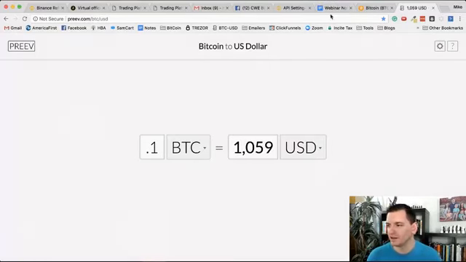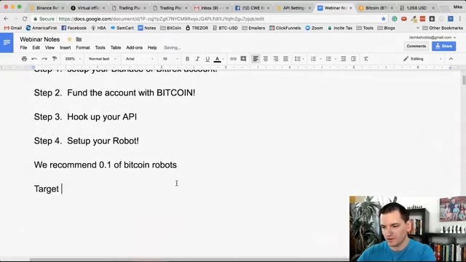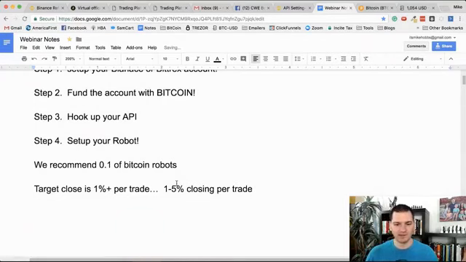So I wanted to throw that out there real quick because each bot does about $120 trades, and the target. So here's the target. So the target close is 1% plus per trade. So I've been seeing in my trades 1 to 5% closing per trade. That's pretty cool, isn't it? Now that's not a guarantee of future trades, by the way. This is just what's been happening in my bot.